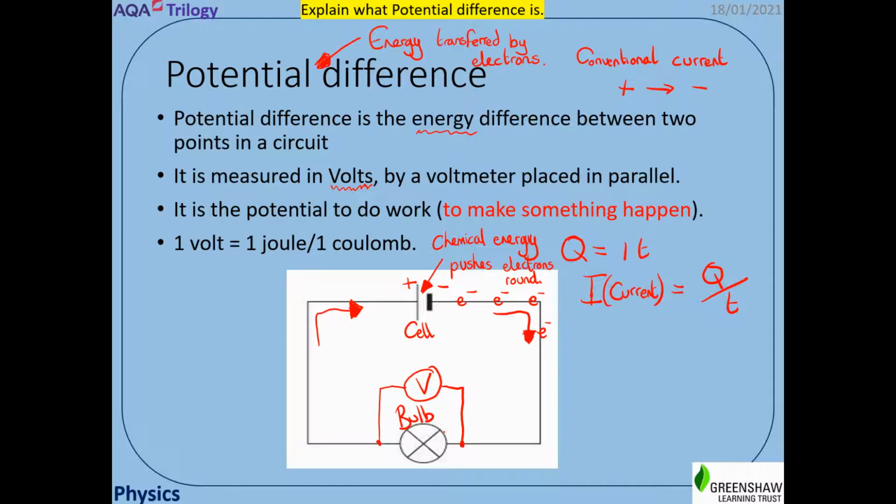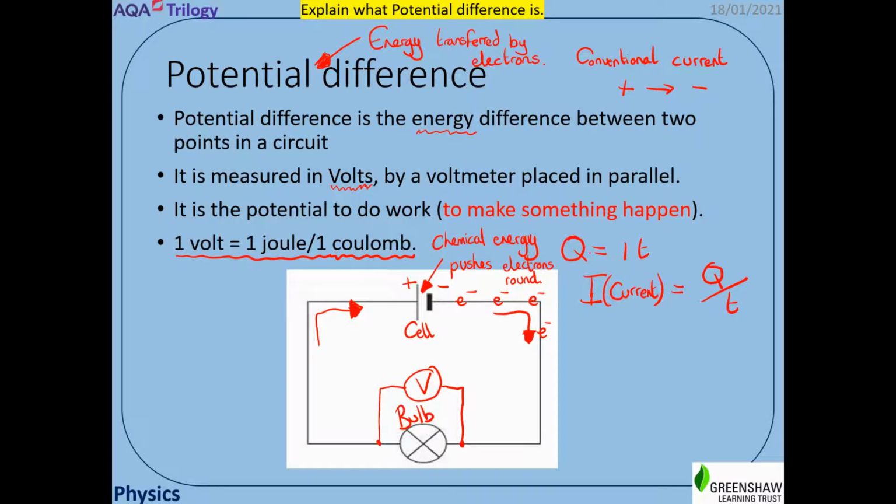So the unit of energy is, of course, joules. And so what 1 volt means is it is 1 joule per coulomb. So for every coulomb of charge, 1 joule of energy is being given when you have a potential difference of 1 volt. And this is interesting because this is a direct link between potential difference and charge.